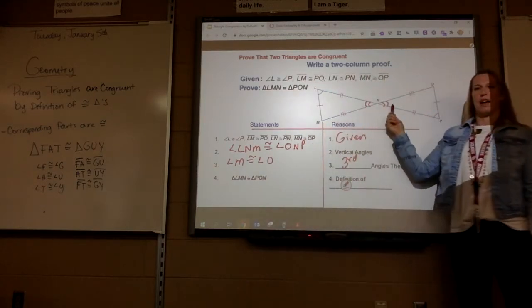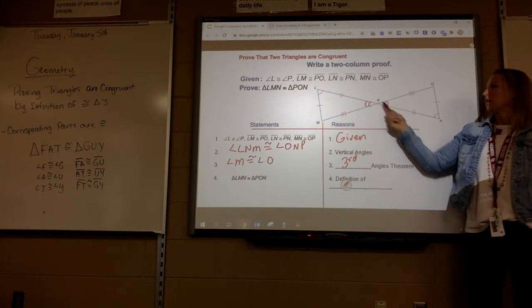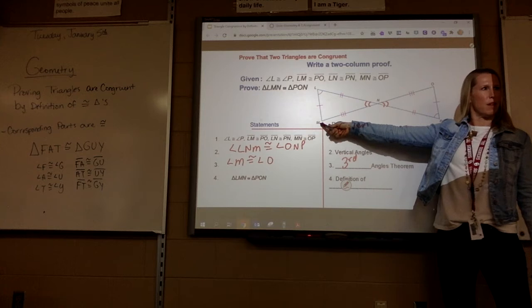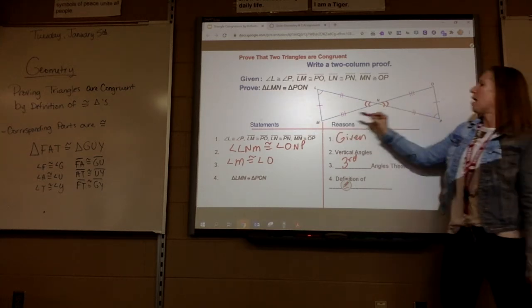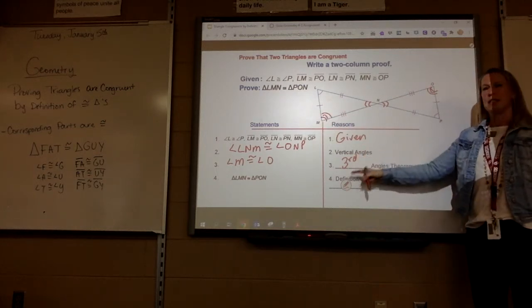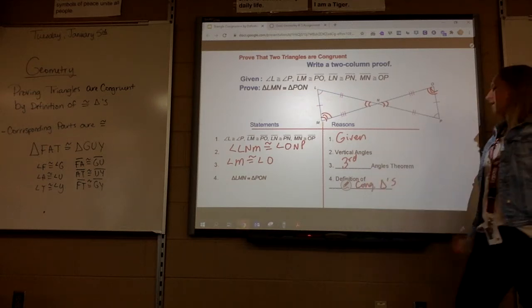Why could I not do that here? Why could I not just say angle N equals? Because it's connected to another angle. So do you see the difference, how M is way over here by itself? Okay, and then finally, since I have all 3 angles and all 3 sides, I can say the triangles are congruent by definition of congruent triangles.